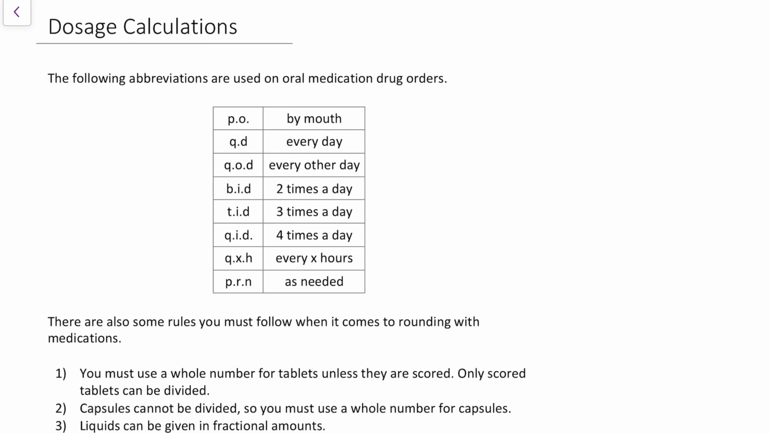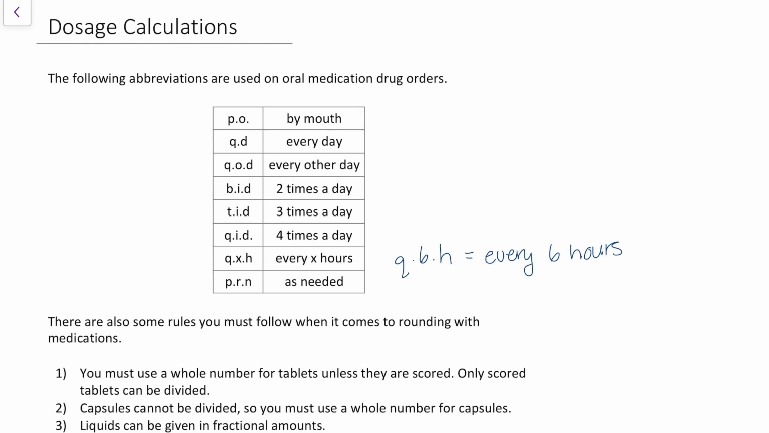QOD, every other day, BID is 2 times a day, the B standing for by, TID, the T standing for try, is 3 times a day, QID is 4 times a day, and then you might see one for so many hours. So Q, and then you'll see a number H. So something like Q6H would mean every 6 hours. And then PRN means as needed.